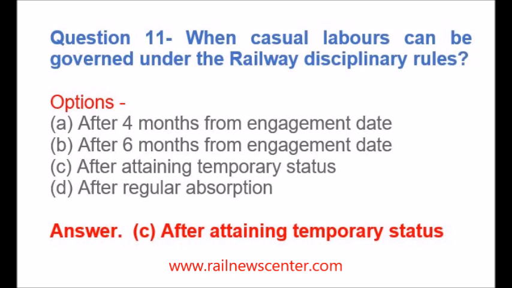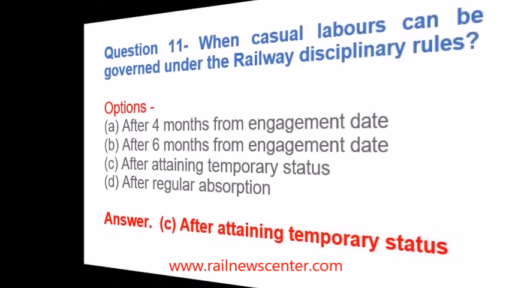Question 11. When can casual labourers be governed under the Railway Disciplinary Rules? Options. A. After 4 months from engagement date. B. After 6 months from engagement date. C. After attaining temporary status. D. After regular absorption. Answer. C. After attaining temporary status.